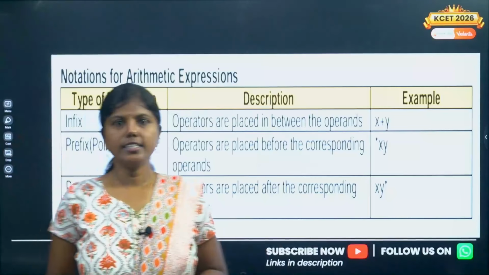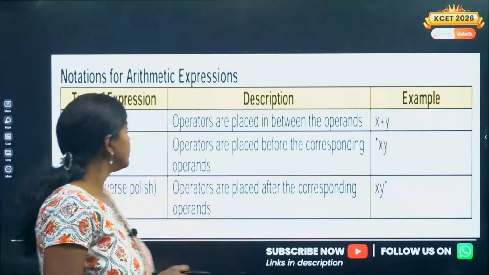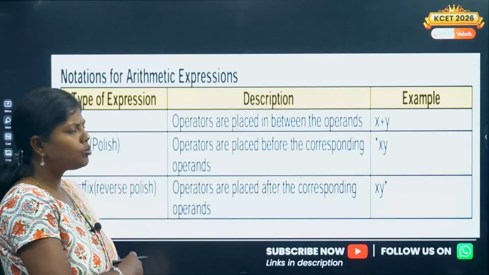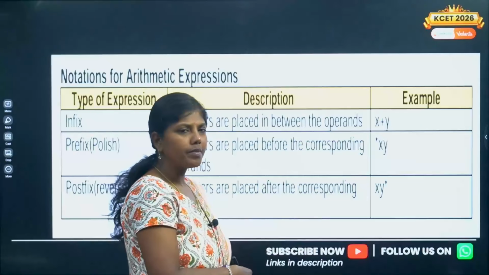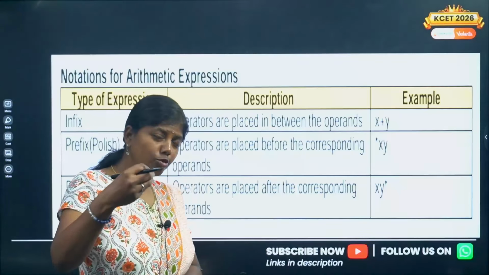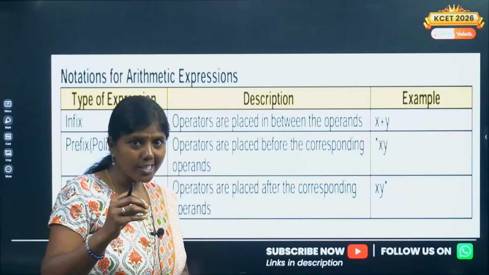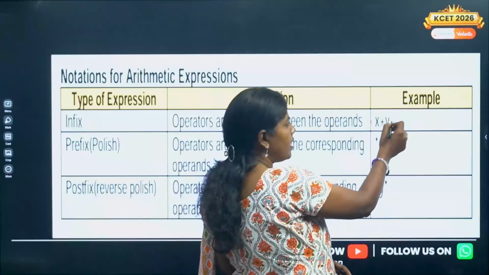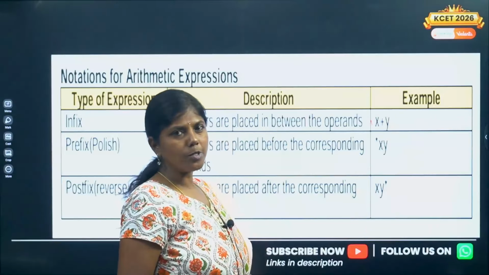Okay, let's start. Let's come to the notations for the arithmetic expressions. So in this we have an expression here. I think you already know an expression, a simple expression, x plus y. What is an expression? An expression is a combination of operators and operands which, when evaluated, results in a single value. Right? That is what an expression is.